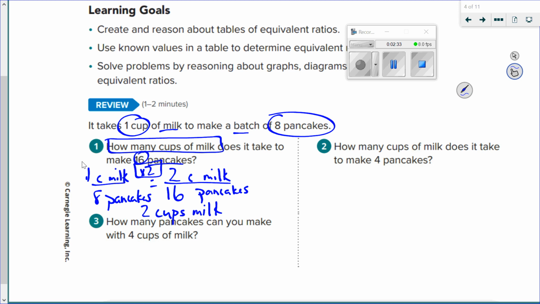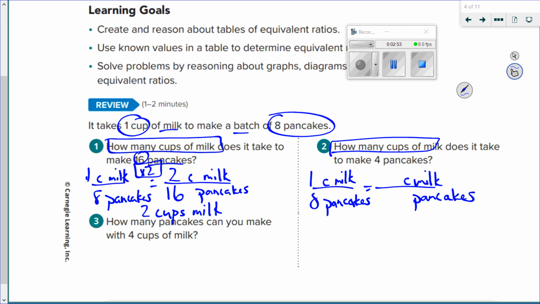Same thing. My initial ratio is going to be the same for every one of these problems. So I have 1 cup of milk to 8 pancakes equals cups of milk to pancakes. The only thing that's changed now, how many cups of milk? 4 pancakes. So I put a 4 for the pancakes. My magic box, how do I go from 8 to 4? Divided by 2. That goes in the box. So 1 divided by 2 is either 1/2 or 5/10, however you want to write it. But it is a 1/2 cup of milk.